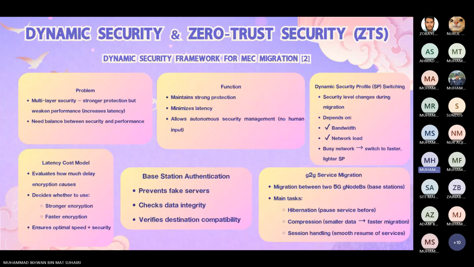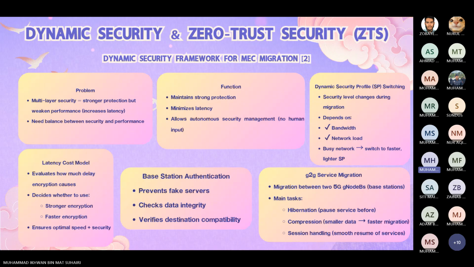Next, security profile switching helps the system change security levels depending on bandwidth and network load. And there is also a latency cost model which decides whether to use strong encryption or faster encryption, ensuring both safety and speed. Next, base station authentication is included to prevent fake servers, verify data integrity, and ensure compatibility. The migration process uses a unique master key to protect the whole migration.